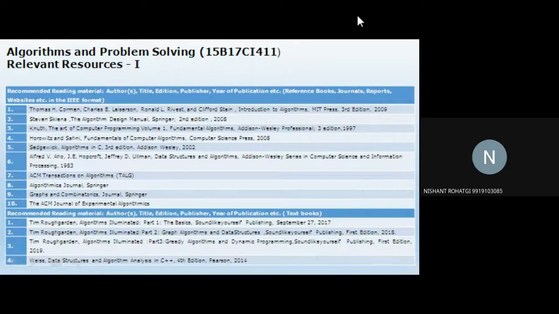So these are the various books. You can see Cormen is the base book that we are going to refer to.